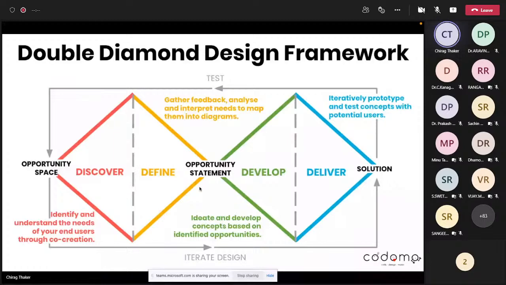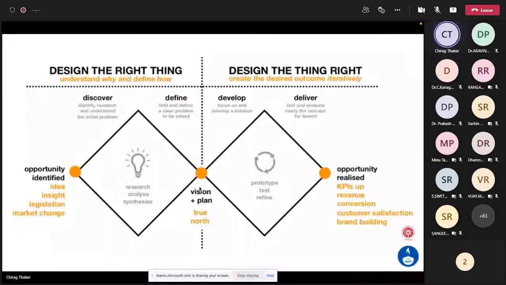So friends, this slide is just to keep two points in mind. One, when an opportunity is identified, it is all about idea, insight, legislation, and market change. But when the opportunity gets realized, you are very much there with conversion, revenue conversion. Key performance indicators need to be up because with every product, with every process, there has to be improvement. There has to be more features embedded with the devices or the products or the processes. And your process needs to be optimized in terms of resource utilization.